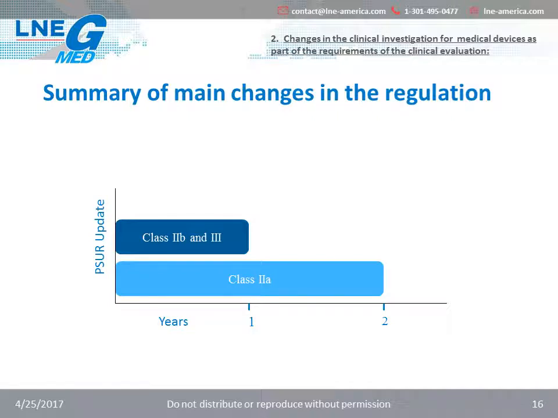In this slide, I will show you the frequency of updating PSUR, Periodic Safety Update Report. So manufacturers of Class 2B and Class 3 devices shall update the PSUR at least annually, except in the case of custom-made devices being part of the technical documentation as specified in Annexes 2 and 3. However, manufacturers of Class 2A devices shall update the PSUR when necessary and at least every 2 years.